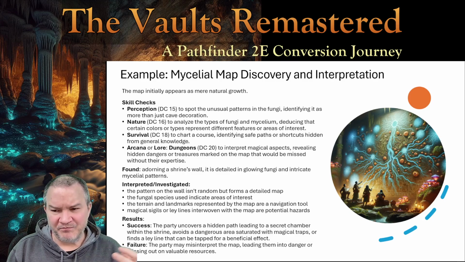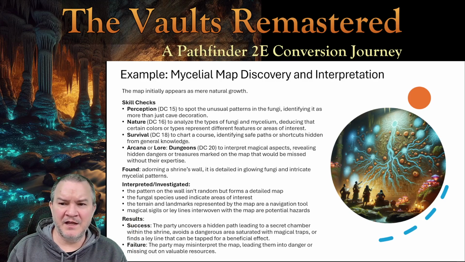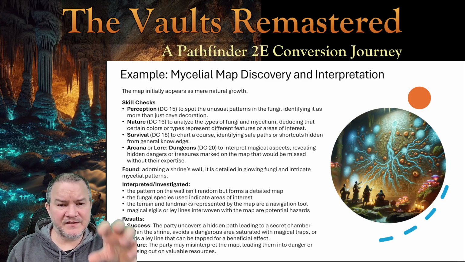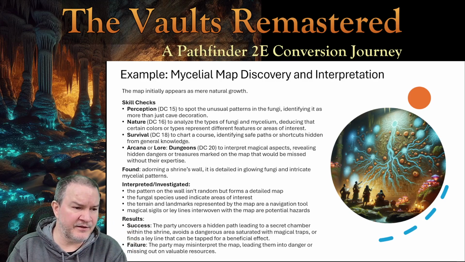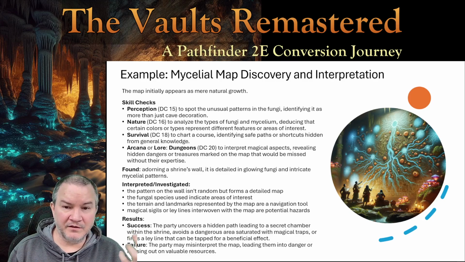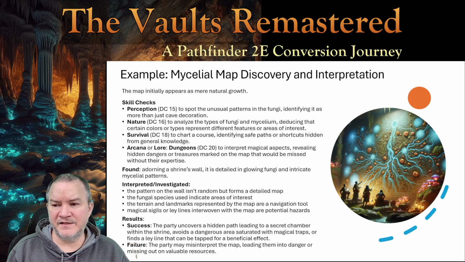Arcana, maybe lore of dungeons or the caverns or whatever, interpreting magical aspects that are represented on this map. Hidden dangers, perhaps mystical treasures, things that without this check would have been missed. So each individual is adding something to this puzzle that is built together, and if they fully interpret this stuff, the party will uncover there's like a hidden path to some secret chamber, perhaps in the shrine, perhaps that weeping chamber, perhaps some secret path that leads to the settlement that they all came from.